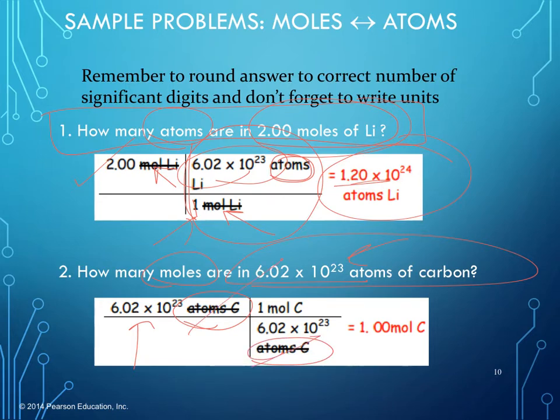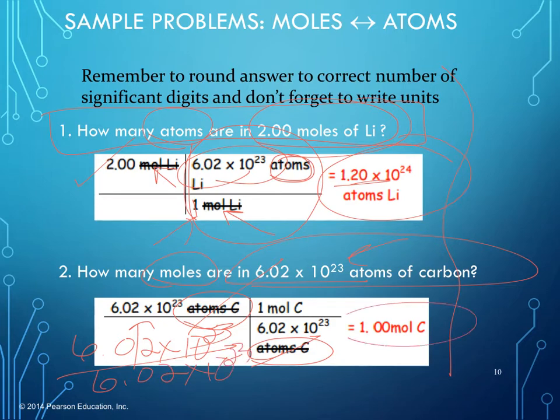And in this case, you see we have a division problem. So we have 6.02 times 10 to the 23rd divided by 6.02 times 10 to the 23rd. So we have exactly 1 mole of carbon. Again, pay attention to significant figures.